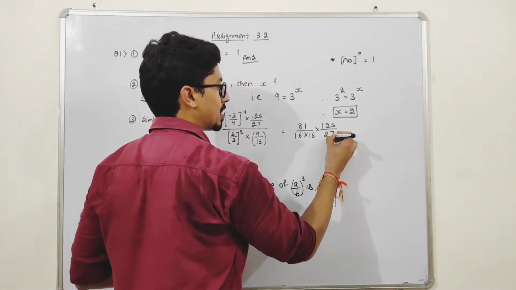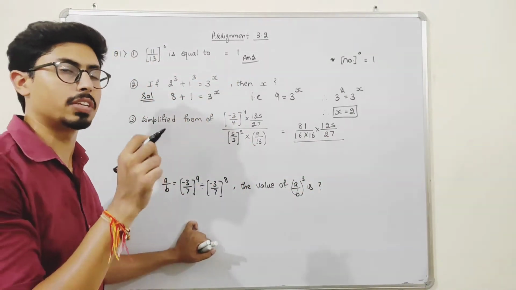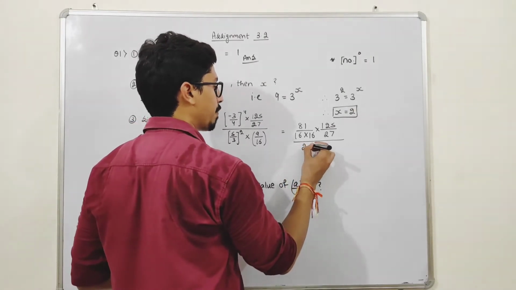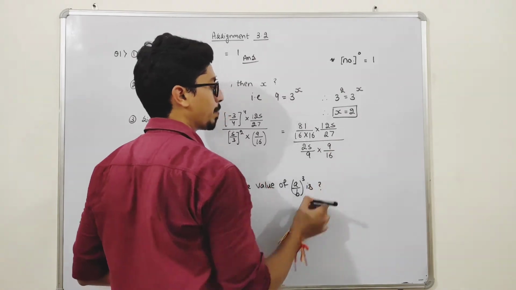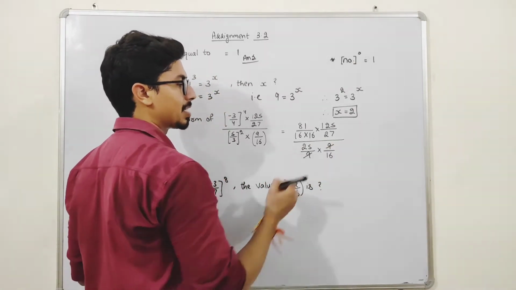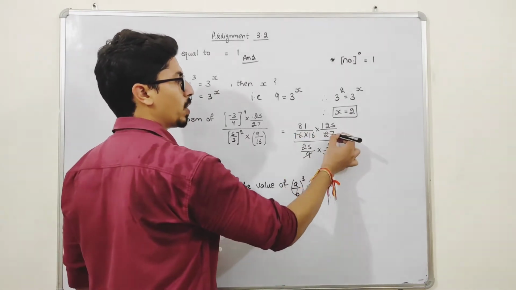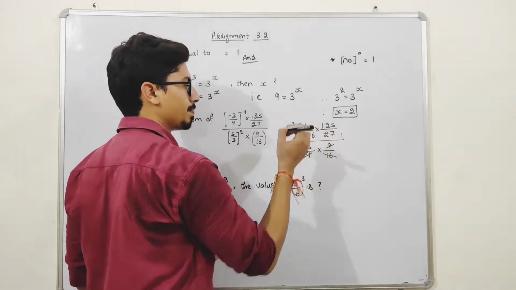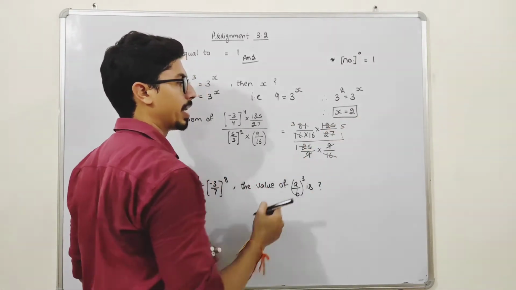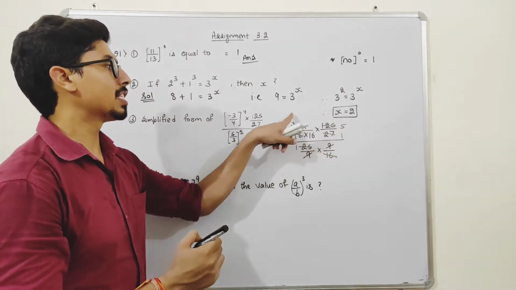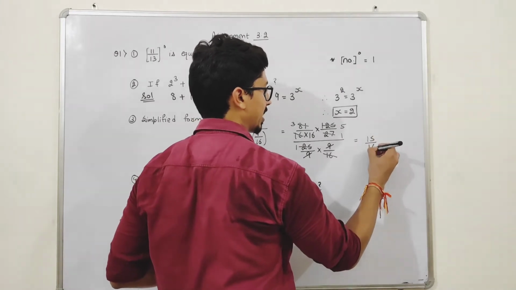So 27 as it is. See, 5 by 3 whole square means 5 square and 3 square. So 5 square is 25, 3 square is 9. So 9 by 16 as it is. See, this 9 cancels out with this 9, and this 16 gets cancelled out with this 16. Now 27 ones are 27, and 25, 5s are 125. So the remaining number is 5, 3s are 15 upon 16. So the answer will be 15 upon 16.